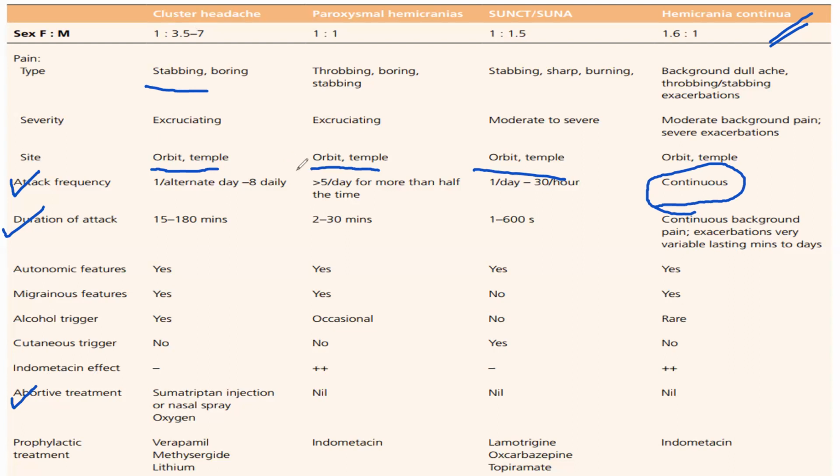So it could be greater than 5 episodes in a day, and each episode will last some minutes, like 2 to 30 minutes. If we want to consider SUNCT and SUNA, there will be very frequent headaches, sometimes greater than 30 a day, each episode lasting approximately 1 to 600 seconds. And hemicrania continua is a continuous headache.